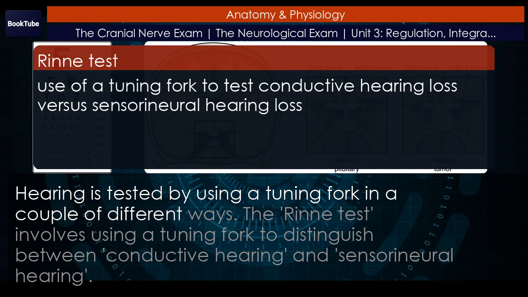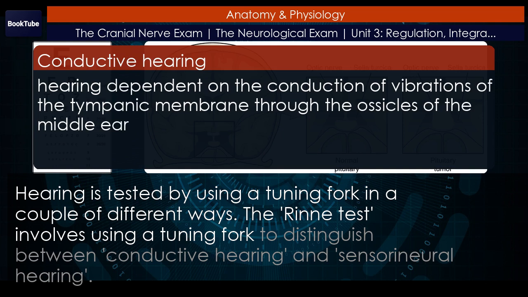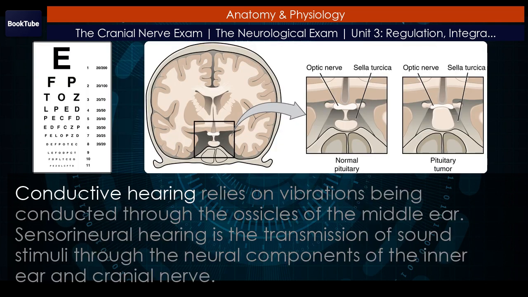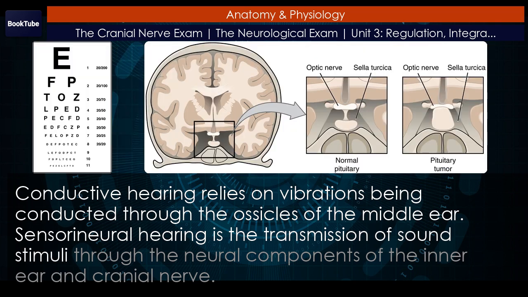The Rinne test involves using a tuning fork to distinguish between conductive hearing and sensorineural hearing. Conductive hearing relies on vibrations being conducted through the ossicles of the middle ear. Sensorineural hearing is the transmission of sound stimuli through the neural components of the inner ear and cranial nerve.